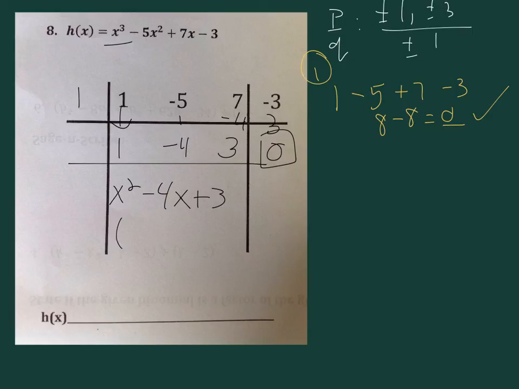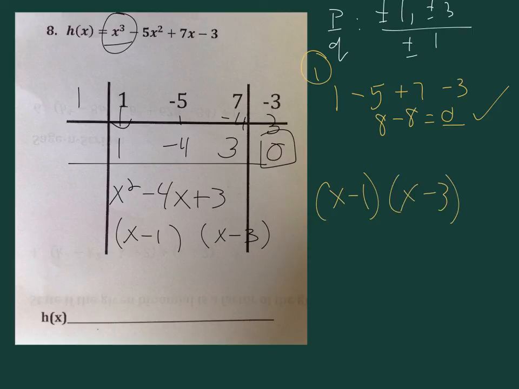So we would factor this down into factors of 3 that would subtract to get you a -4, which would give me -1 and -3. So this is x minus 1 and x minus 3. So once again, this is a cubic, which means we should have 3 factors. So we had the x minus 1 and the x minus 3.